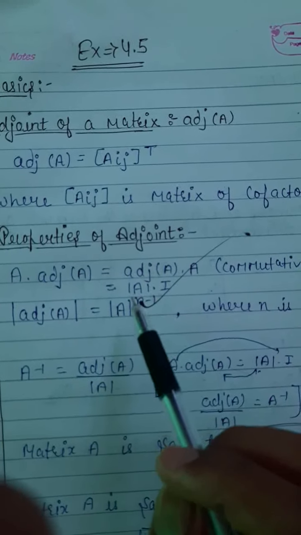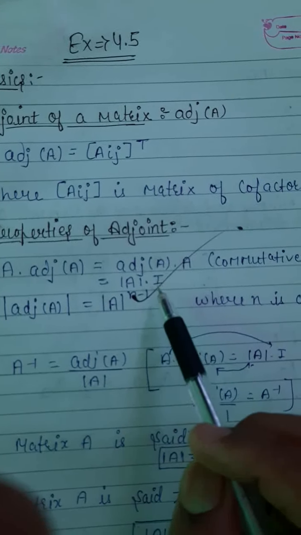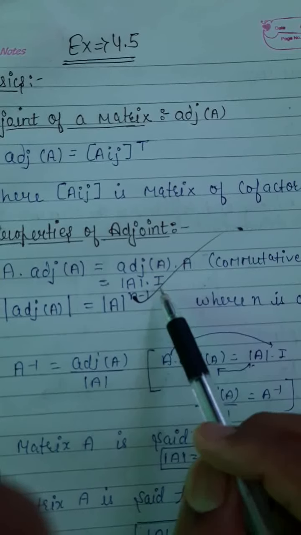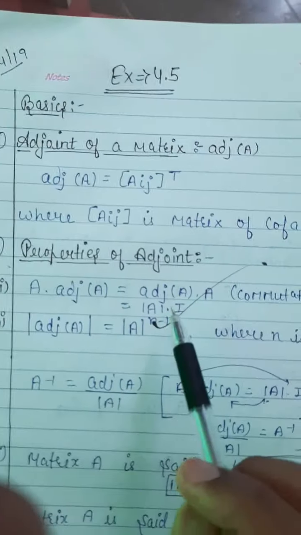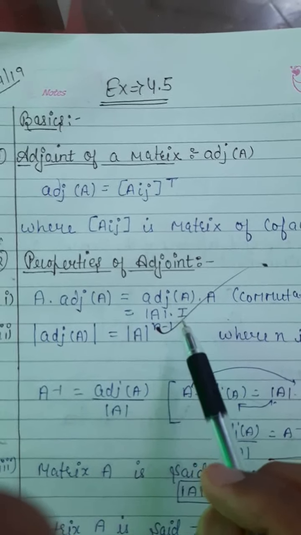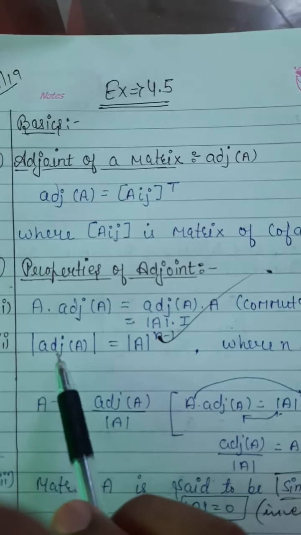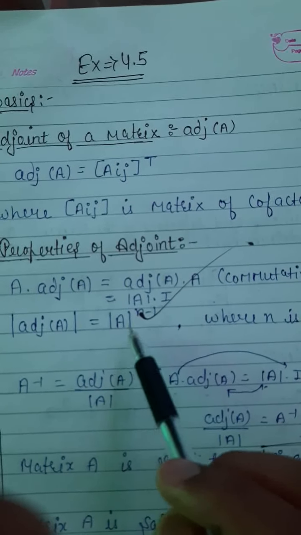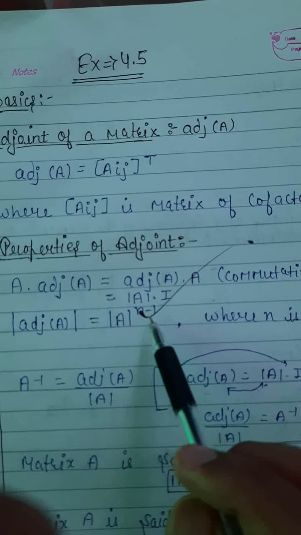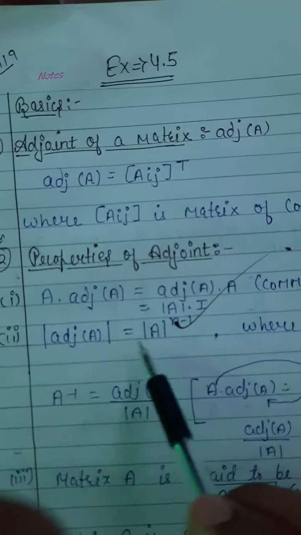And what answer will come? Modulus A multiplied by I. I is the identity matrix of the same order. Like if A is 2 by 2, then I is also the 2 by 2 identity matrix 1 0 0 1. Now modulus of adjoint A is equal to modulus A raised to the power n minus 1. It is a very important formula.